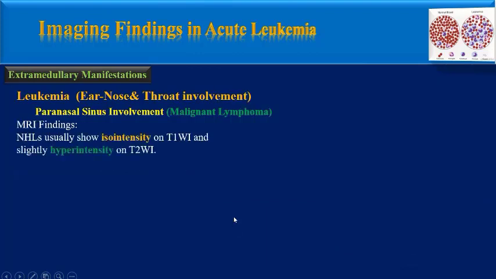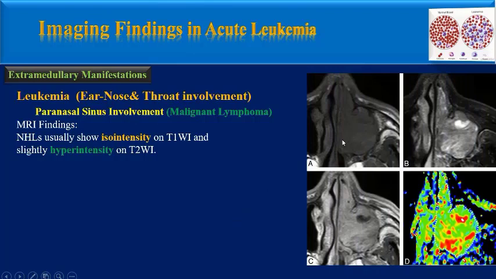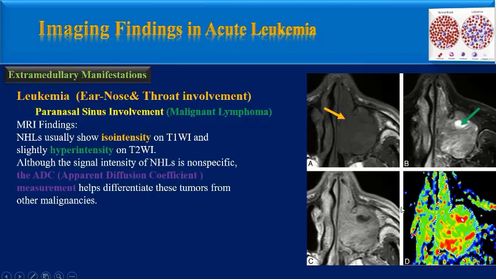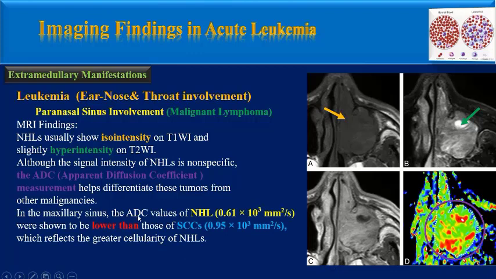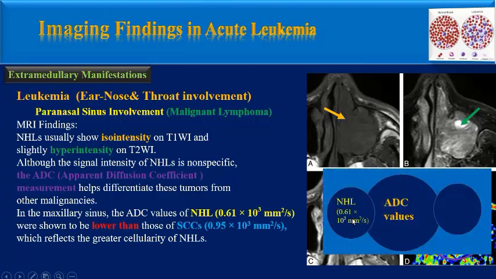MRI findings. Non-Hodgkin lymphoma usually shows iso-intensity on T1 and slightly hyperintensity on T2. Although the signal intensity of non-Hodgkin lymphoma is non-specific, the ADC map helps differentiate these tumors from other malignancies. In the maxillary sinus, the ADC values of non-Hodgkin lymphoma were shown to be lower than the squamous cell carcinomas, which reflects a greater cellularity of non-Hodgkin lymphomas.